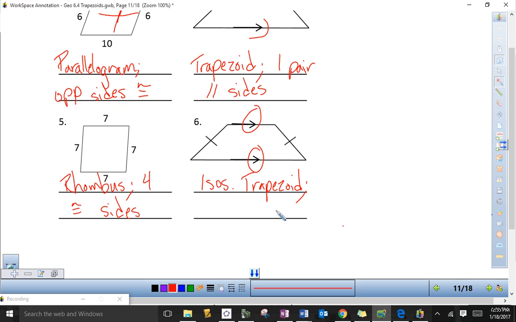We knew it was a trapezoid because we had one pair of parallel sides, so I'm going to give that reason. And I knew it was isosceles because I had congruent legs. Isosceles trapezoid is one of those weird ones where I really need more than one reason to explain why.